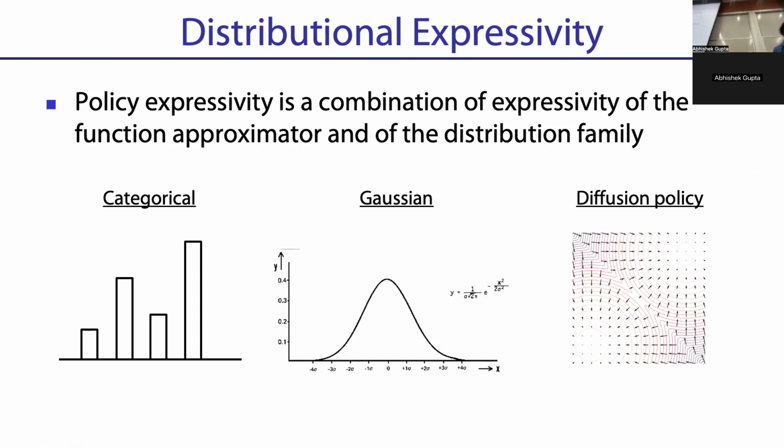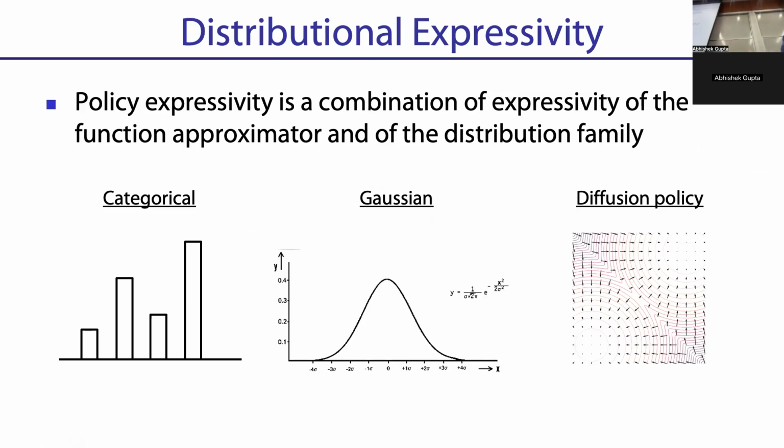And so in general, when you think of the expressivity of a policy, it is the combination of how big your neural net is, how powerful your neural net is, and how expressive your probability distribution is. So what do I mean by expressive? What does it mean for two distributions to be differently expressive?